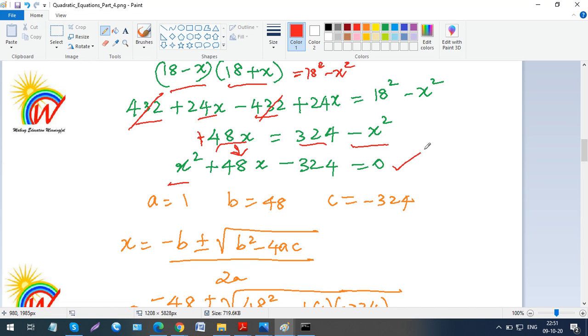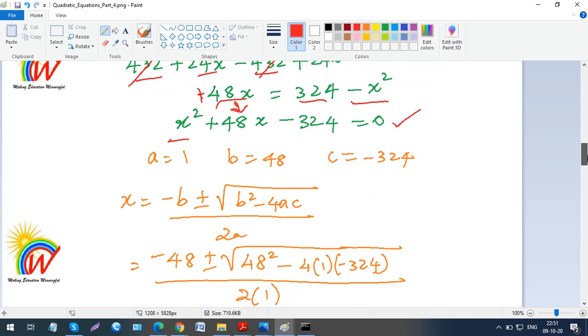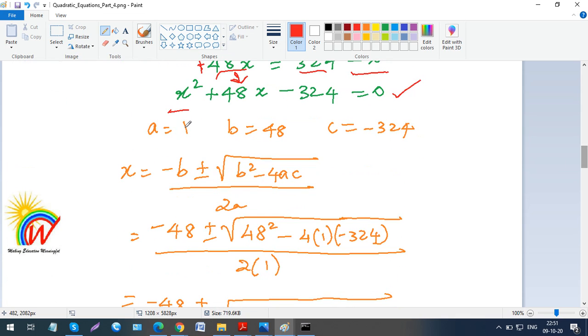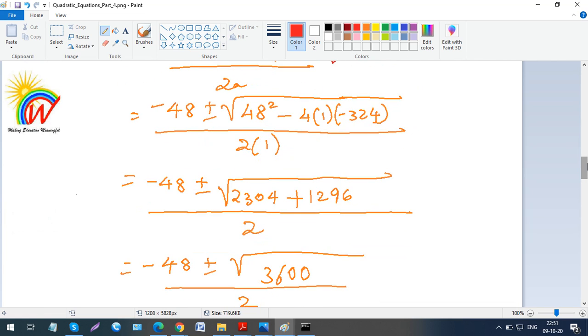Now you can use splitting the middle term or the quadratic formula, whichever method you feel is better. I have just used the quadratic formula. So a is 1, b is 48, c is minus 324. I use this formula and substitute the values. When I substitute, I got 48 square as 2304, and I have multiplied this, and minus and minus is plus, right? You are getting a plus over here.